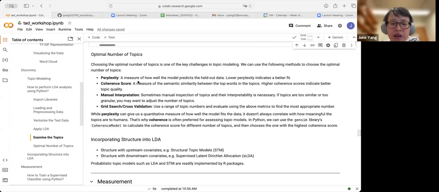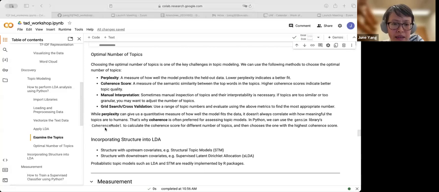And notice that when I set up the LDA, I set the initial number of topics as 5. But this is not a given parameter. We actually need to choose the optimal number of topics based on certain types of measurements. It is a hyperparameter that we need to decide. For LDA, there are the following methods that we can rely on to choose the optimal number of topics. There are perplexity scores, there are coherence scores, we can rely on manual interpretation, and there are grid search and cross-validation, for example.